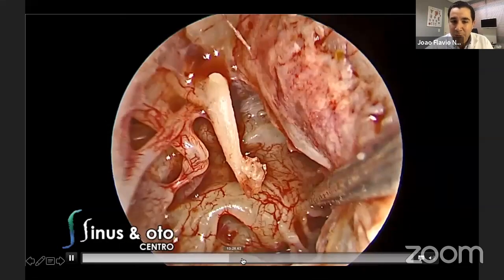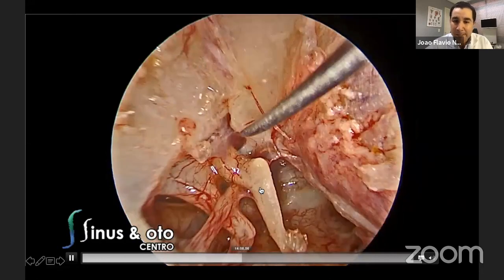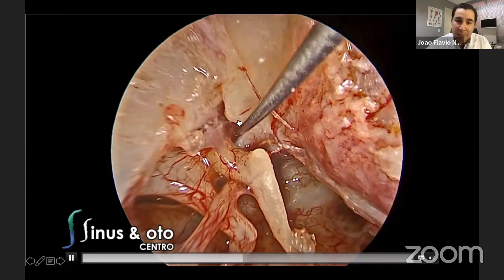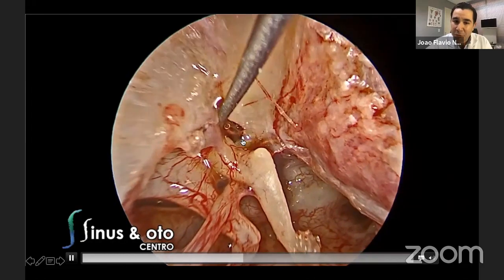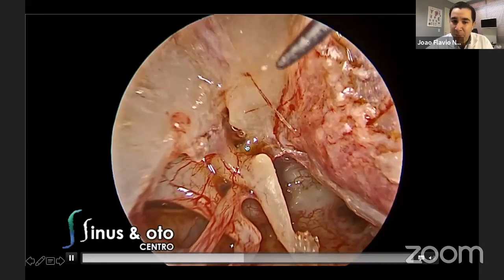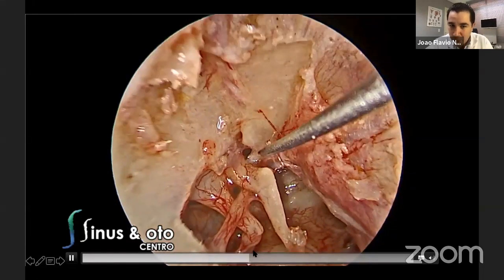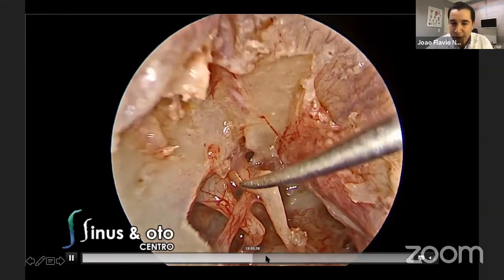And then we can do the atticotomy again. We can see this epitympanic diaphragm here with the ligaments. We can open here the region of the Prussak space. This is the anterior malleolar ligament over here. And then we open here the Prussak space, as you can see.